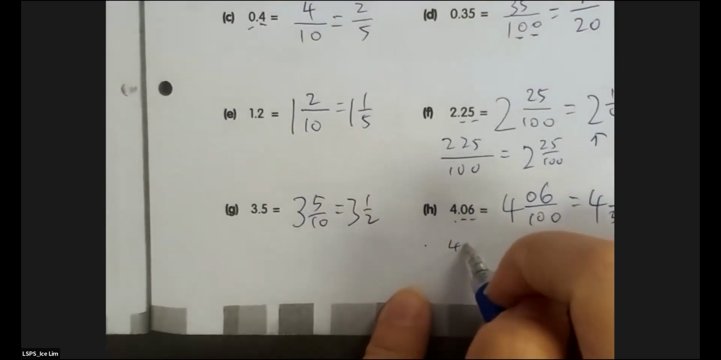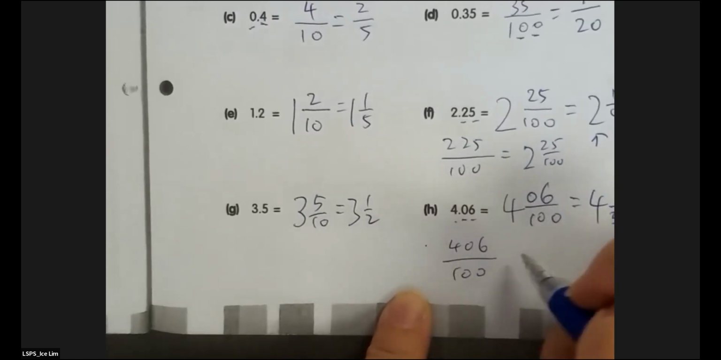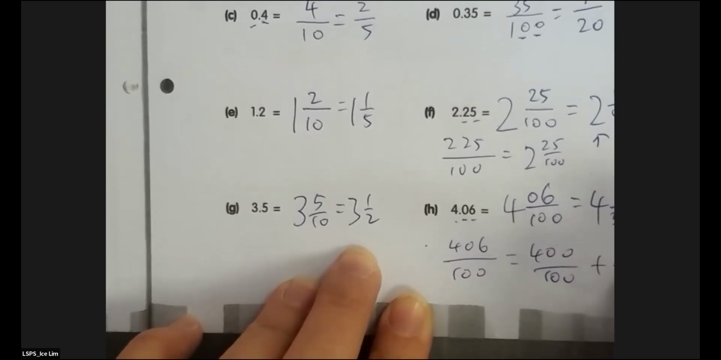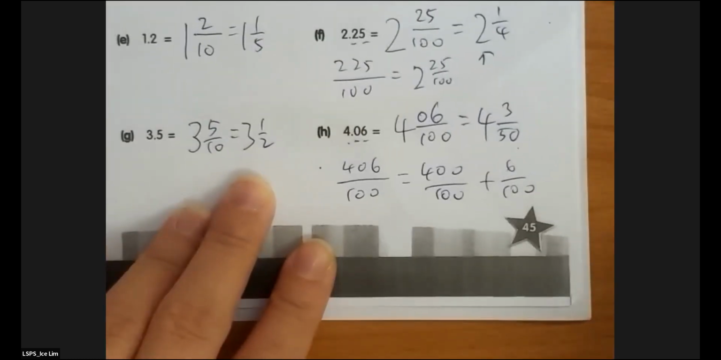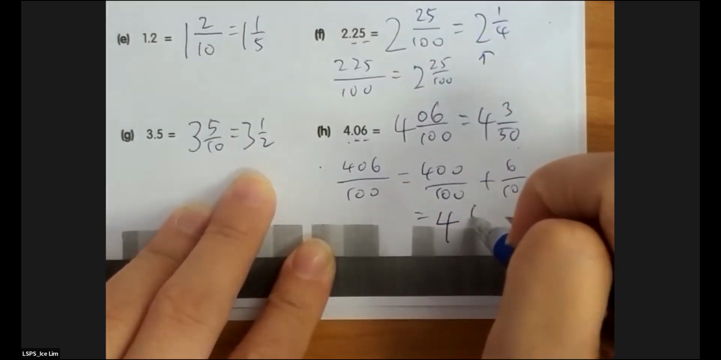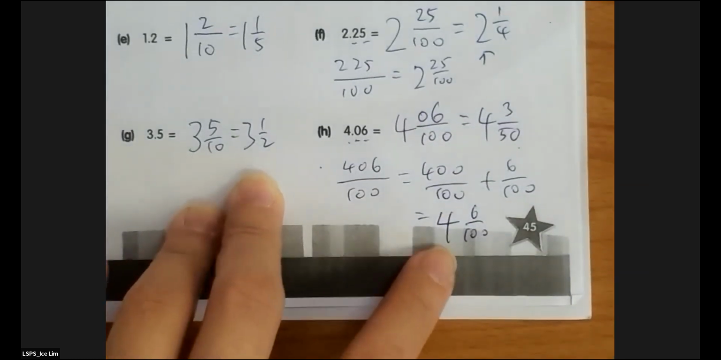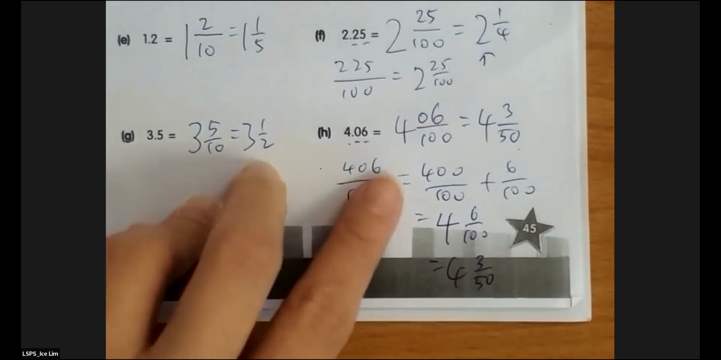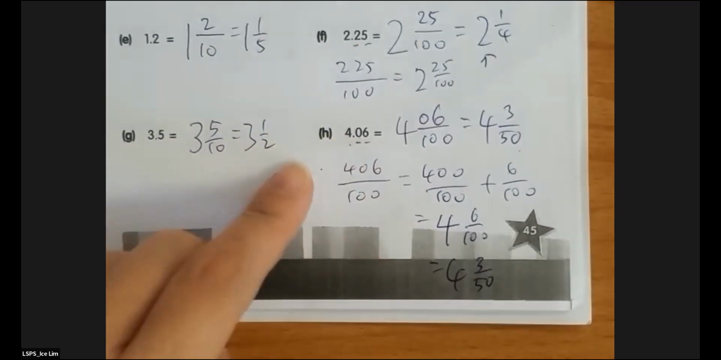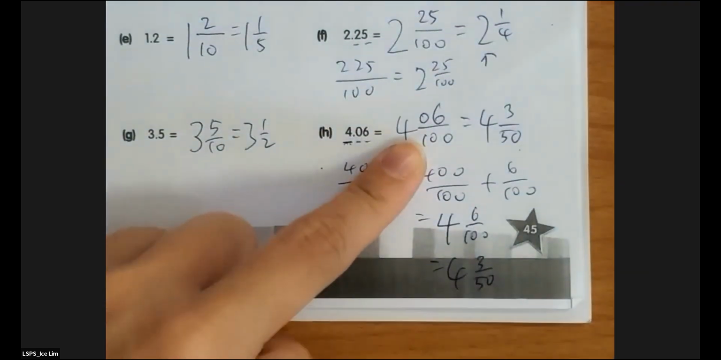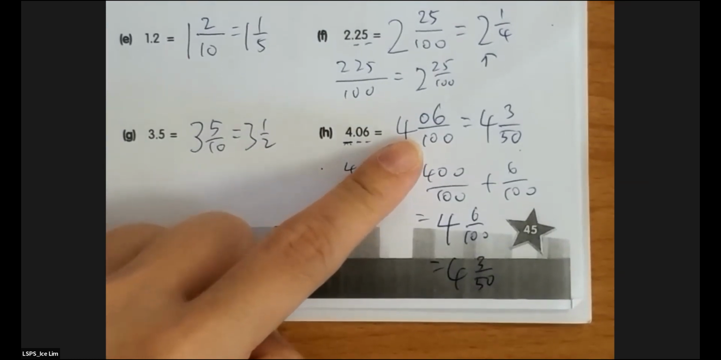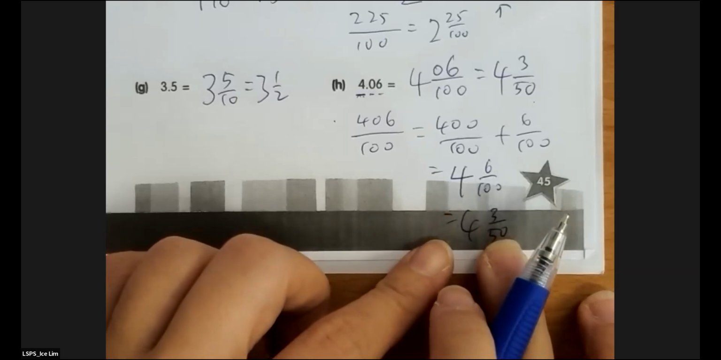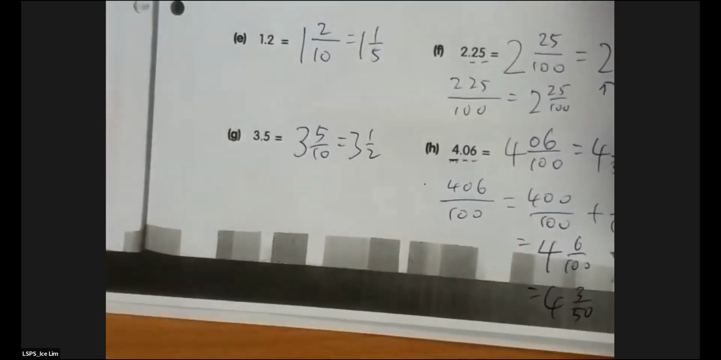So 406 out of 100, I should get 400 hundreds plus 600, which actually means the same thing. It will just be 4 wholes and 6 hundreds. And then 4 and 350. So I just go to the shortcut, because I know it's a whole number, I just keep the whole as it is. Improper is not in the simplest form yet. Okay? Draw a star.